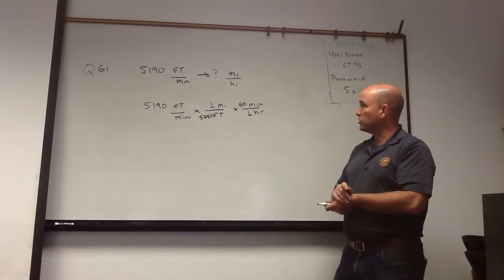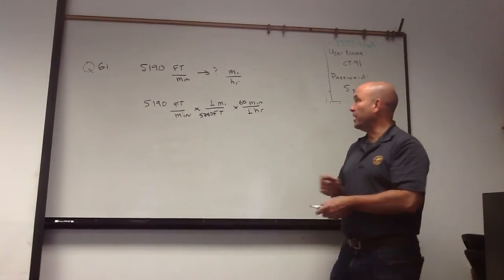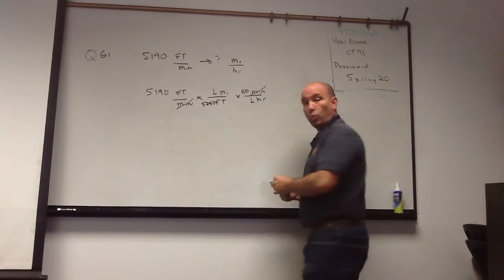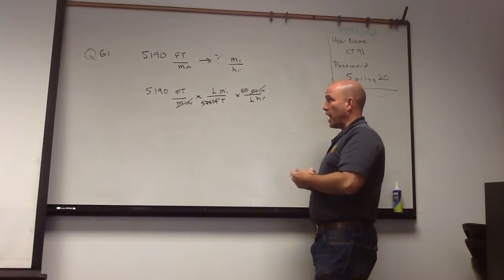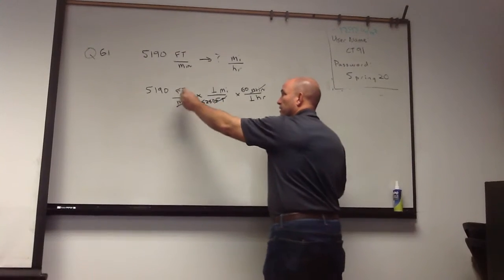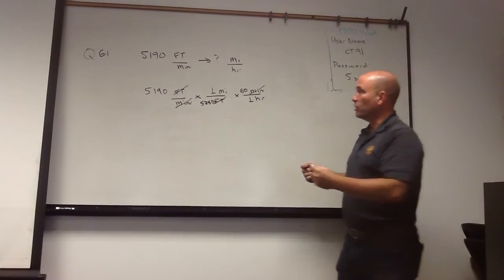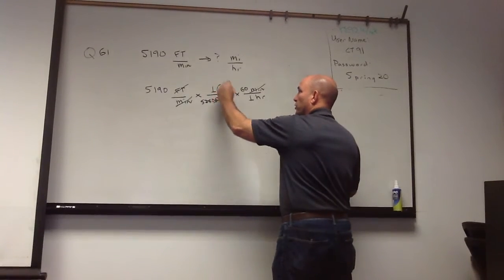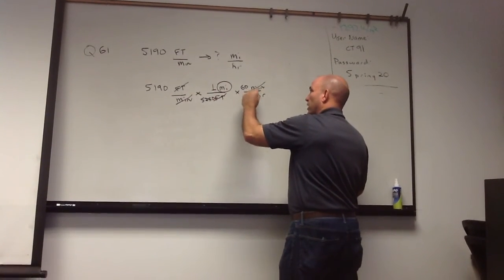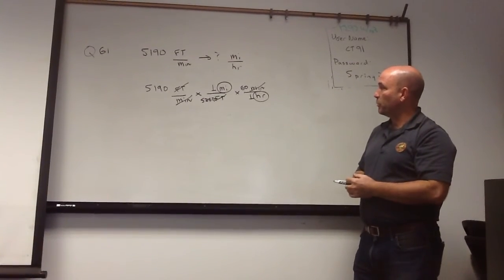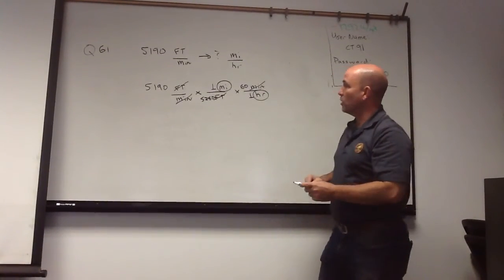Let's start doing the elimination, right? So minute divided by minute is 1, so we can cross those out. Foot divided by foot, that's gone. And so what are we left with? We're left with mile, and we're left with hour, right? Mile divided by hour, that's exactly where we want to be.